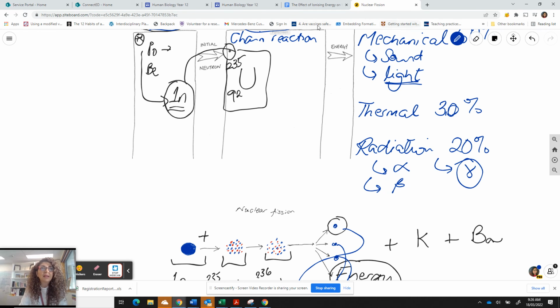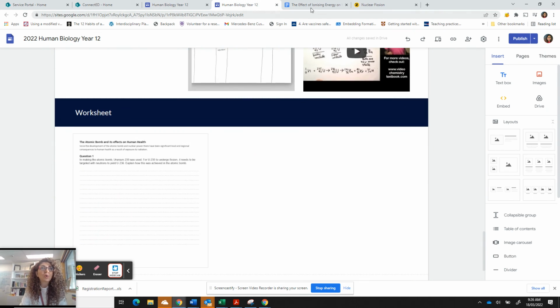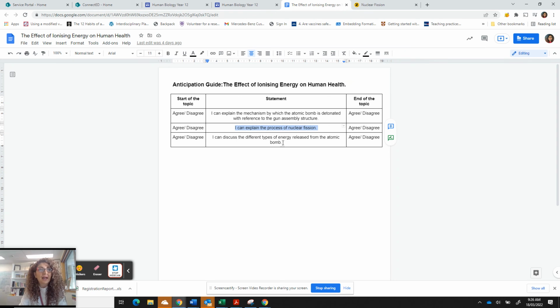Now, I'll just take you back to our page here. Just for us to remember, can you explain the process of nuclear fission? Looking at how the neutron is going to target the nucleus of the uranium and split it and in the end produce energy and neutrons. Are you going to be able to explain that in detail? And then, can you discuss the different types of energy released from the atomic bomb? Those are the different types of energies that I've just gone through. Of course, we haven't gone through them in detail yet. That'll be our next step.